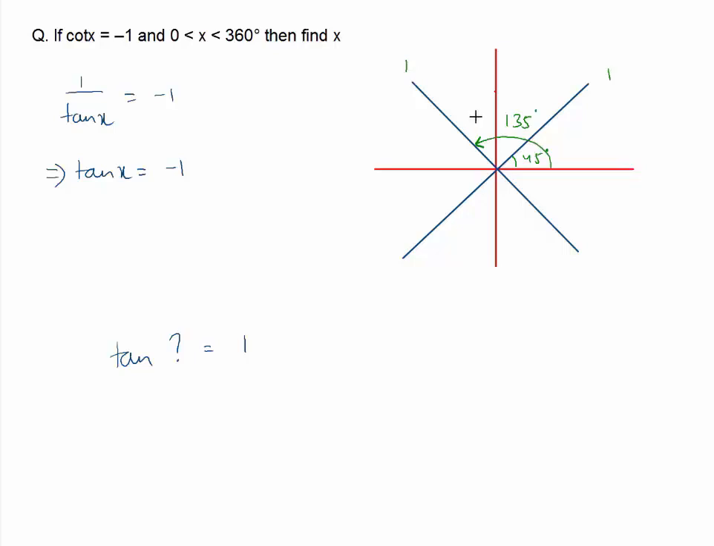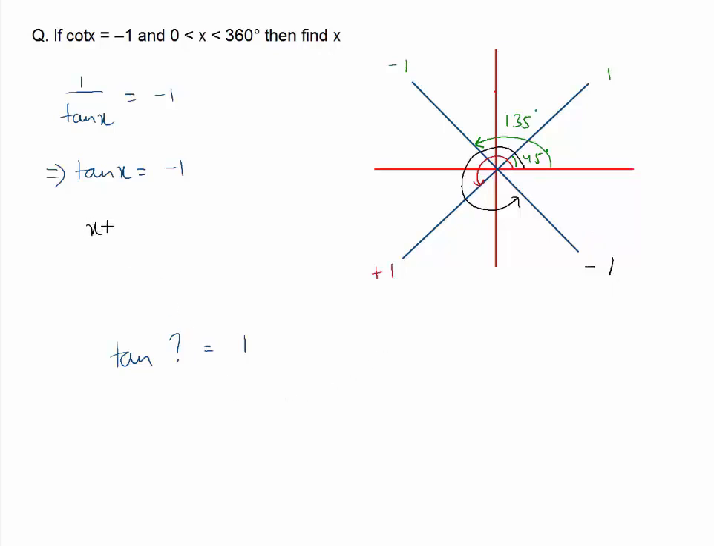This angle, tan of 135 degrees, will also give us 1. The only difference is that in the second quadrant tan is negative, and hence this would be minus 1. Similarly for the third one, this angle will also give us 1, and this would be plus 1 because tan in the third quadrant is positive. Now the last one, this angle, will also give us 1. However, this would be negative since tan is negative in the fourth quadrant.